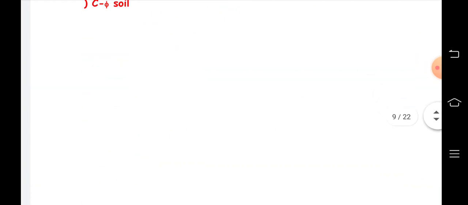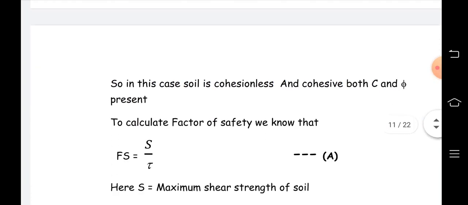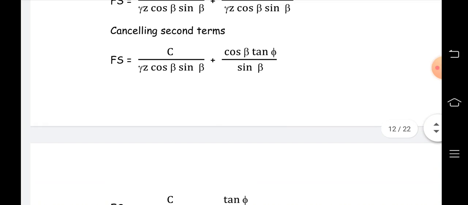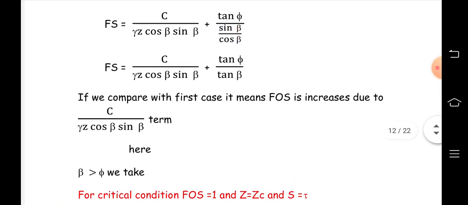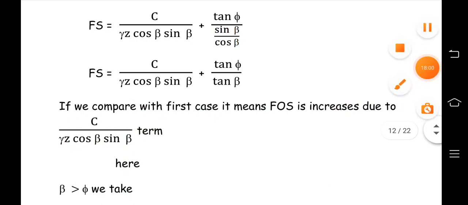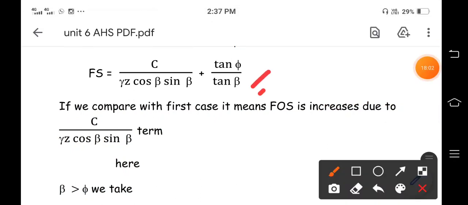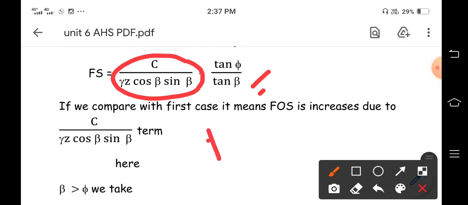So for this fourth case, it is tan of phi upon tan of beta. In addition to that, this term also comes into the expression, that is C upon gamma z cos of beta sin of beta. It means that the factor of safety goes on increasing due to this term.